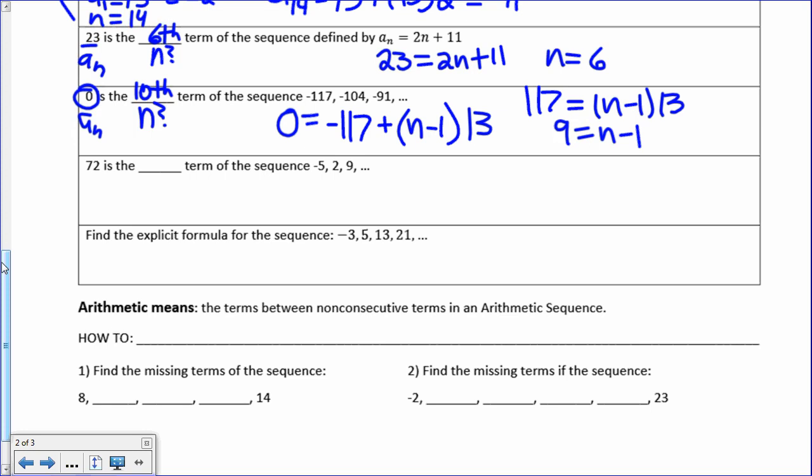Alright, does anybody think they know what the answer is? Frankie? 11 equals n minus 1. Yes. I want to know what n is. Finish it, you have one more algebra step. It's 12. So 72 is the 12th term. You guys should have gotten 12 for n, which means that it's the 12th term. Did everybody get 12? Everybody's good? I don't have to show the work for that one.